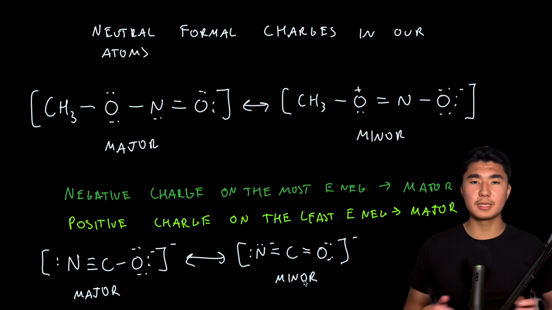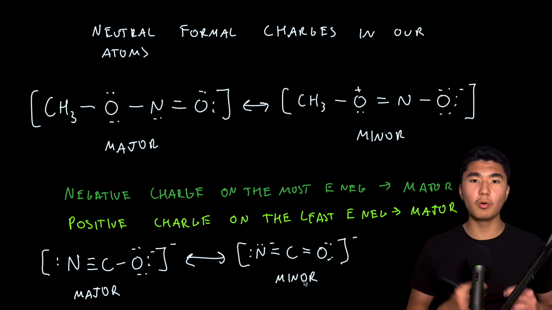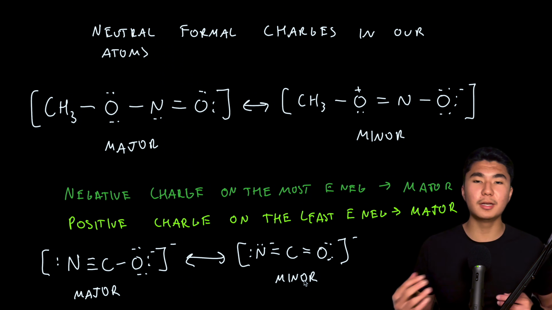So hopefully that made sense with resonance structures, because I want you guys to remember that resonance structures are only when we're moving the electrons around. We're basically just moving the electrons around, allowing our drivers to test out any car that they want.